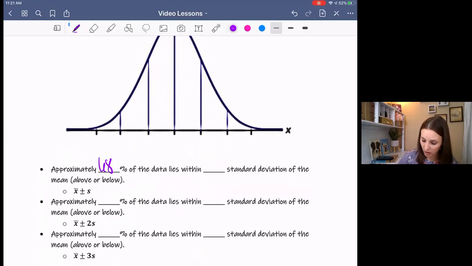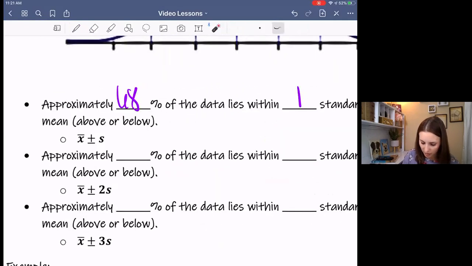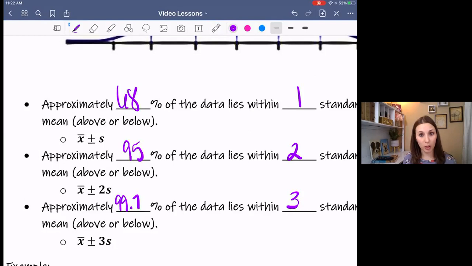Approximately 68% of the data lies within one standard deviation above or below the mean. So you might see this, and it's saying that 68% of the data lies within one standard deviation above or below the mean. Remember, mean is X bar, sample mean. And then approximately 95% of the data lies within two standard deviations of the mean, and approximately 99.7% of the data, so almost all of it, lies within three standard deviations above or below the mean. And you can see that here, 3 standard deviations above or below, 2 standard deviations above or below.